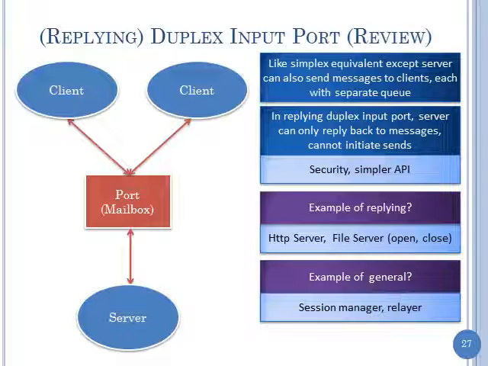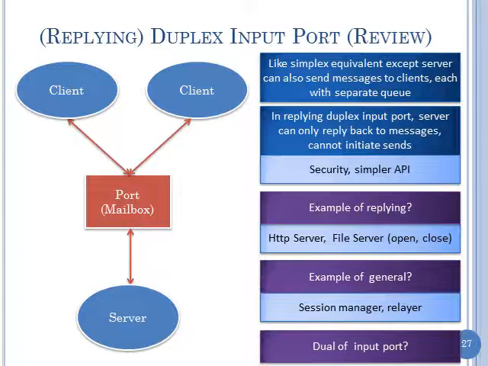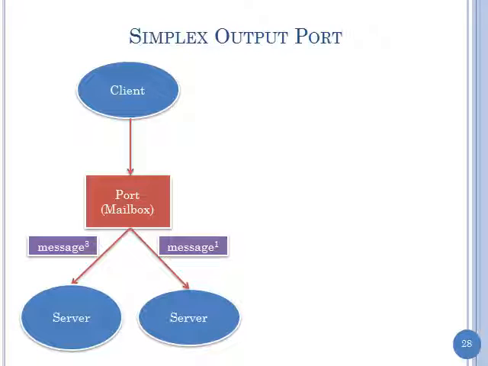And now, of course, we are mathematicians, we are theoreticians. So if you have an input port, the dual would be an output port, which would be this picture. So when we put a theoretical hat on, we get this picture: one client sending messages that are consumed by multiple servers. So what would the semantics be? If I send a message, the message goes to which server?